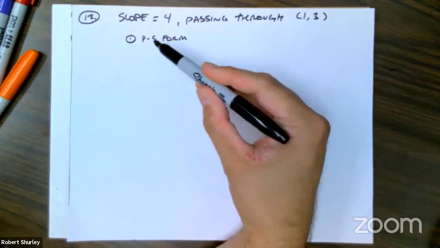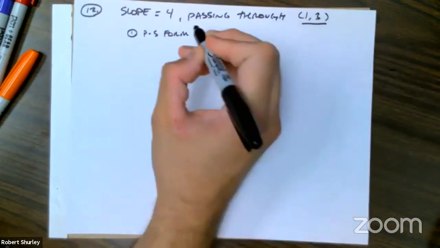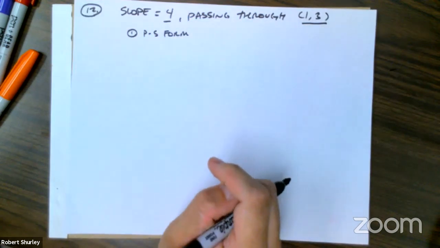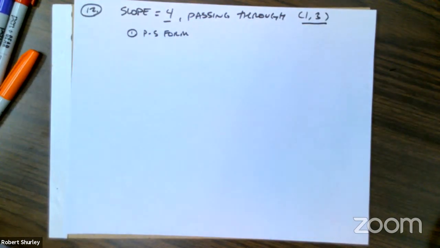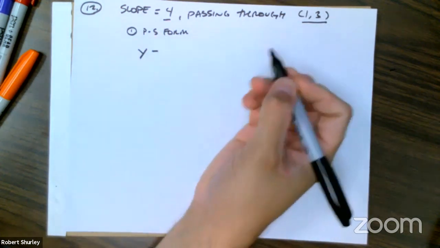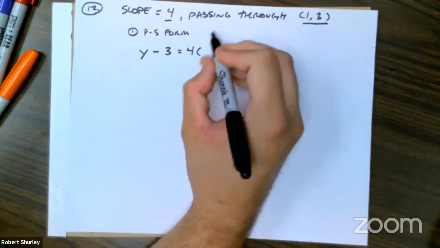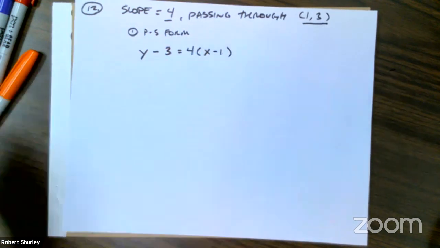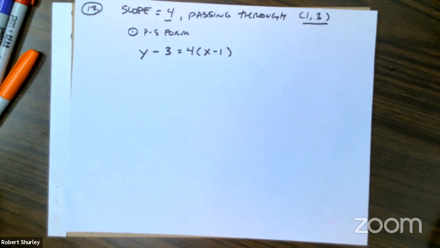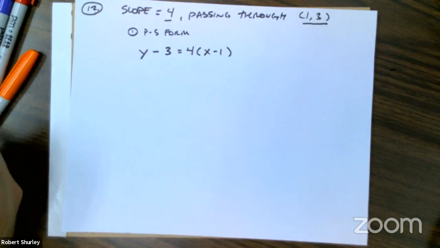Okay, and the reason I even think about using point slope form is I'm given a point and I'm given a slope, right? It kind of tells us in this equation to do that. So I'm going to say y minus 3 equals m times x minus 1. That's point slope form. We did that. So the first part of that question is done, okay?